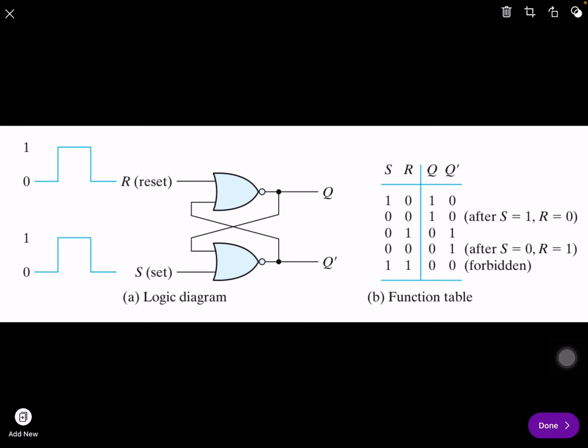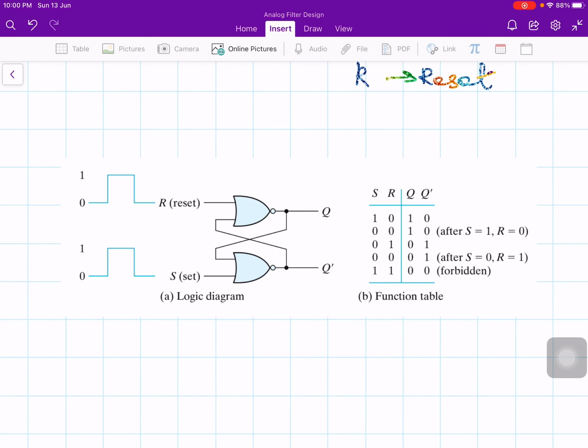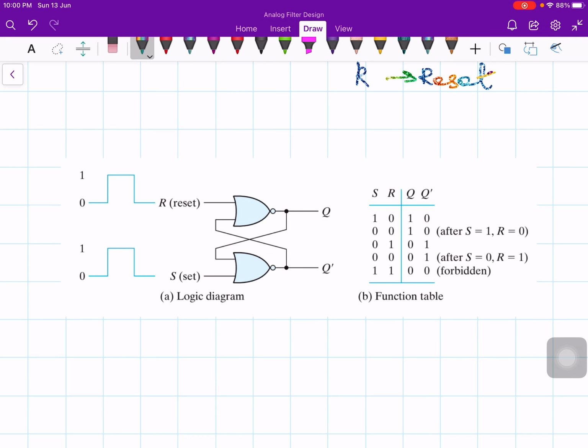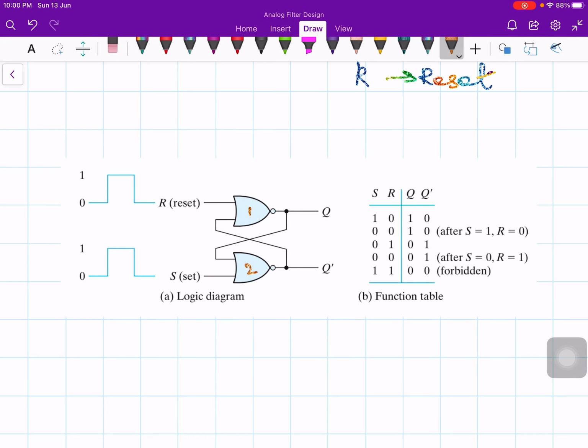Yes, this is the SR latch. Now look at this figure. I have two cross coupled NOR gates. This is NOR gate 1 and NOR gate 2, and two inputs. This input is S, meaning set, and here R stands for reset, and two outputs Q and Q bar.